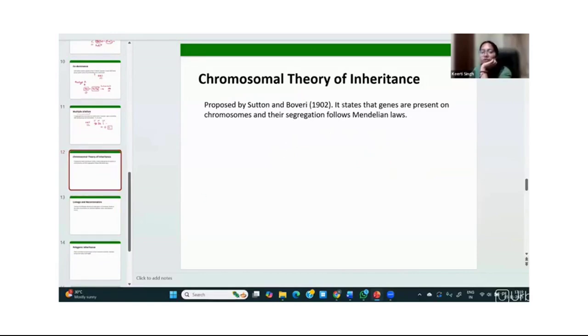Next is our chromosomal theory of inheritance. This was proposed by Sutton and Boveri. It states that genes are present on chromosomes and their segregation follows Mendelian laws, right? So in modern times, you already know this chromosome is made up of DNA and a particular segment of DNA is known as a gene, right? And the segregation and assortment of genes is governed according to the Mendelian laws, right?